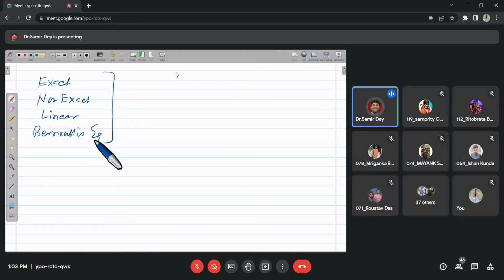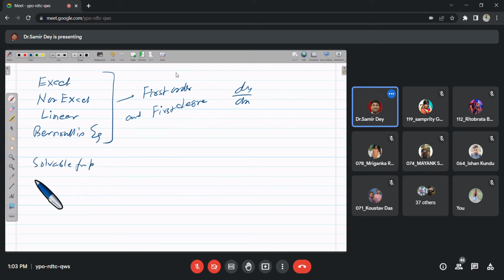Okay, so all three of these belong to first order and first degree differential equations, where you can see everywhere only dy/dx, not in power, only dy/dx. And here you know that is solvable for p, solvable for y, solvable for x.